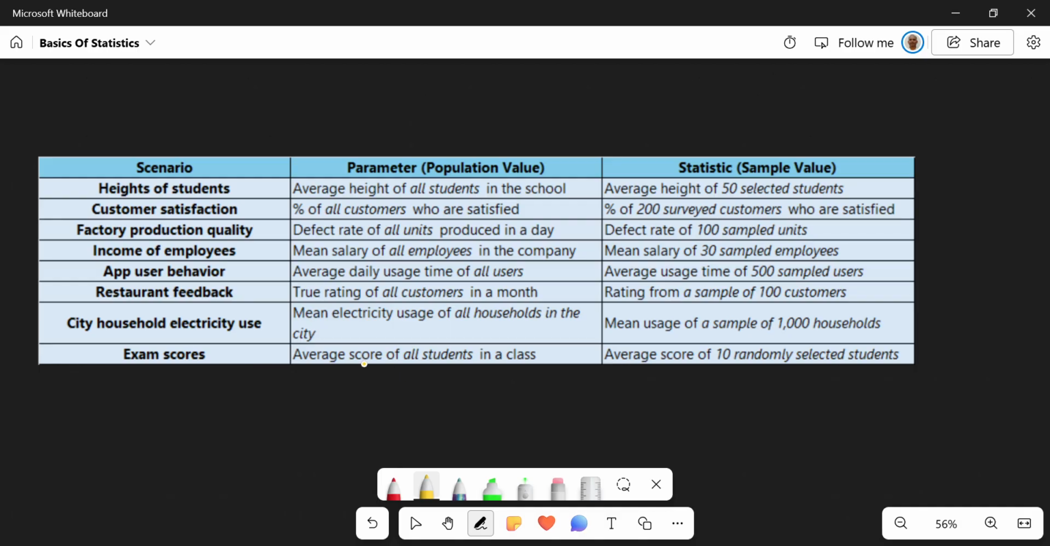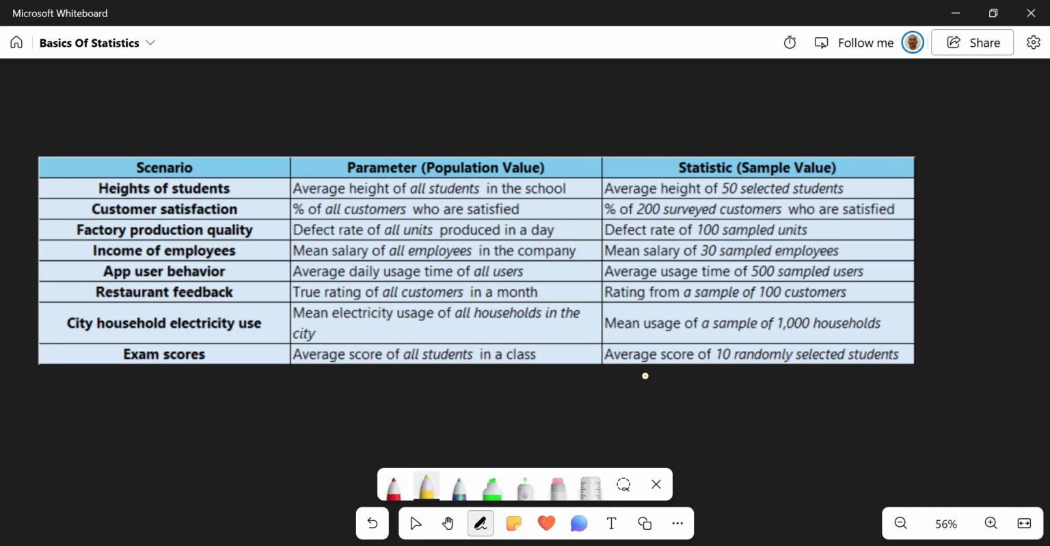Exam scores: the average score of all the students in a class, right? So the class becomes the population, and we are talking about the average score. This average score is a population parameter. The average score of only 10 students in a class is a sample from all the students, so that average score becomes the sample statistic, right?